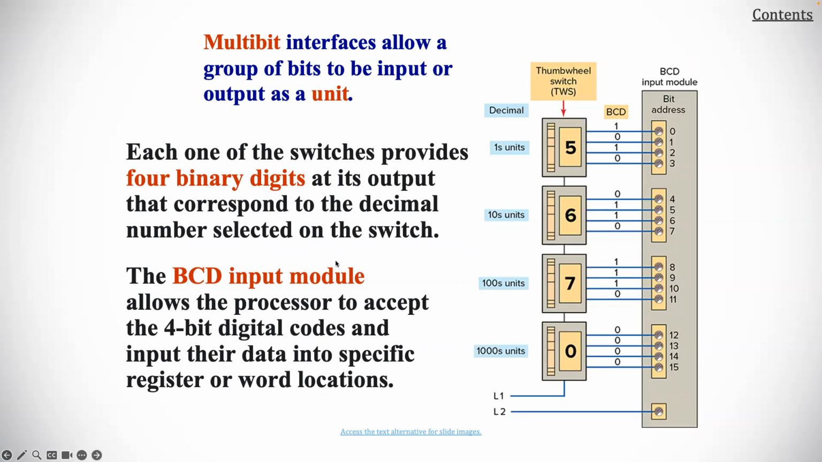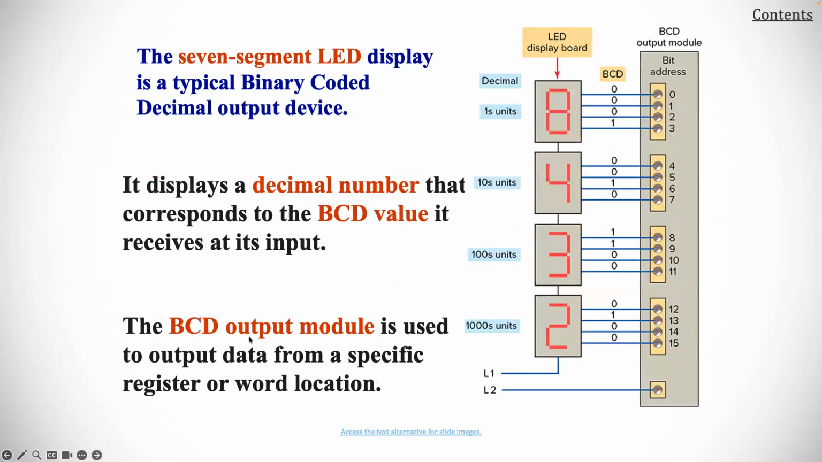Remember, binary coded decimal has 4 lines, and this is what we're doing for the input. The 7-segment LED display is a typical binary coded decimal output device. It displays a decimal number that corresponds to the BCD value it receives at its input. The BCD output module is used to output data from a specified register or word location.